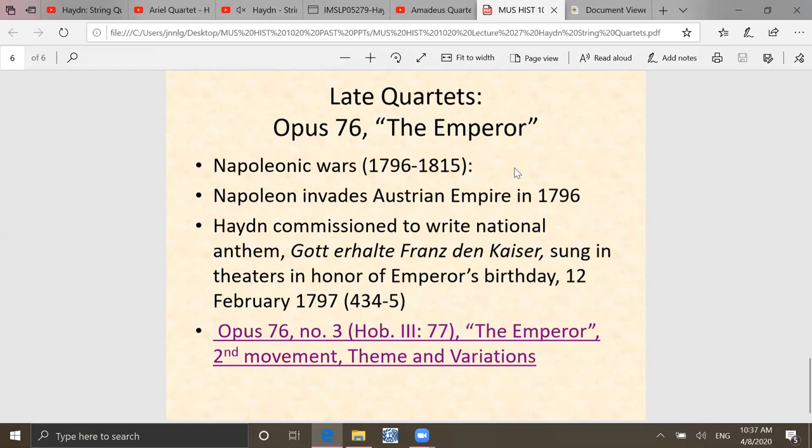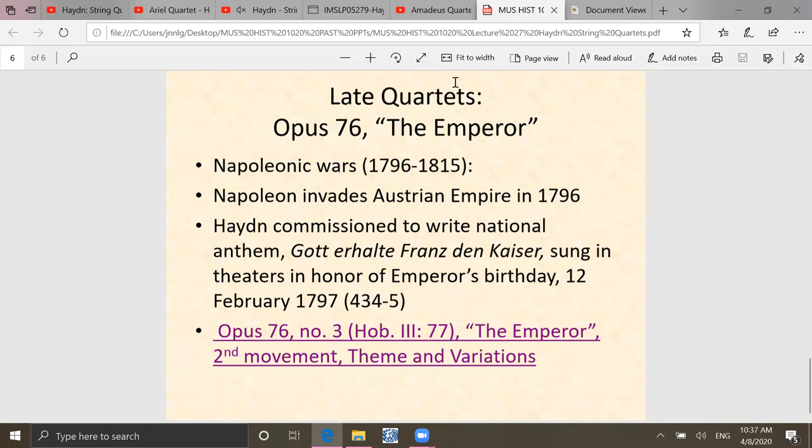Haydn was commissioned to write Austria's national anthem, Gott erhalte Franz den Kaiser. God save the king, basically, but God protect Franz the Kaiser. It was sung in theaters in honor of the Austrian emperor's birthday, the 12th of February, 1797.